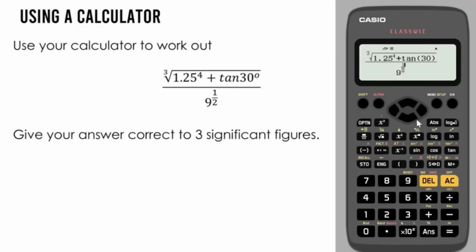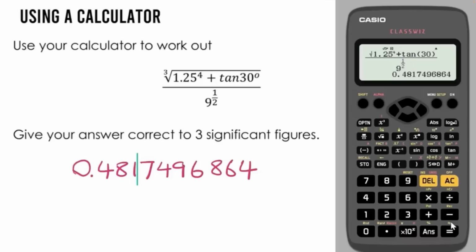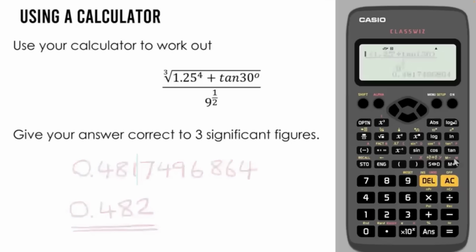Once we've typed it in and we're happy it looks exactly the same as it does on the paper, we'll press equals. This question wants us to round to 3 significant figures, so we'll chop after the 1 here, so that'd be 0.482 as our final answer. So just making sure it looks identical to however it does on the page.